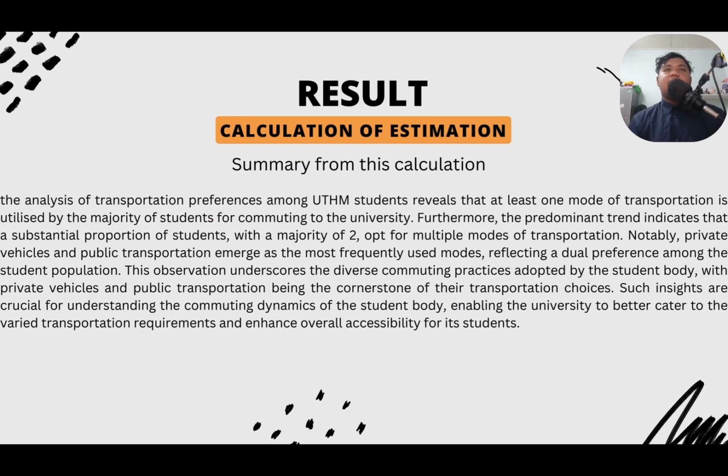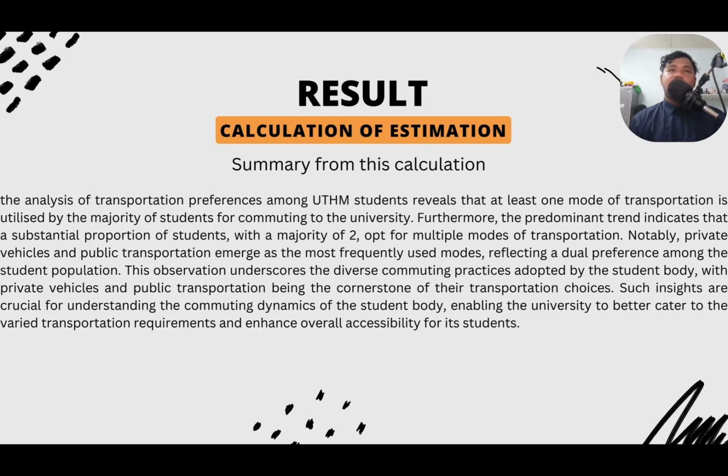Okay, for the next slide, I'm going to do a summary from the calculation. The analysis of transportation preference among UTHM students revealed that at least one mode of transportation is utilized by a majority of students for commuting to the university. Furthermore, the predominant trend indicates a substantial proportion of students with the majority using two options for multiple modes of transportation. Notably, private vehicle and public transportation emerge as the most frequently used modes, reflecting a dual preference among the student population.